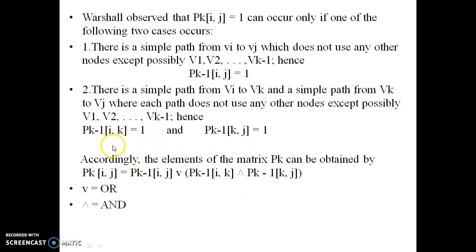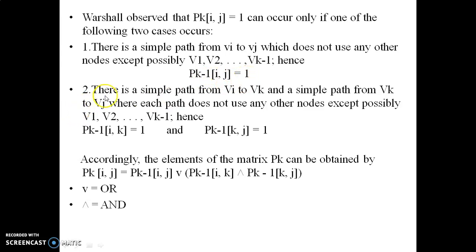So this is just a representation in terms of a formula of how to obtain this path matrix using the Warshaw's algorithm. There are two cases. Warshaw observed that P of k i comma j is equal to 1 can occur only if one of the following cases occurs. The first case is that there is a simple path from Vi to Vj which does not use any other nodes except possibly V1 to V of k minus 1. Hence we write P of k minus 1 of i j is equal to 1. This is the first case.